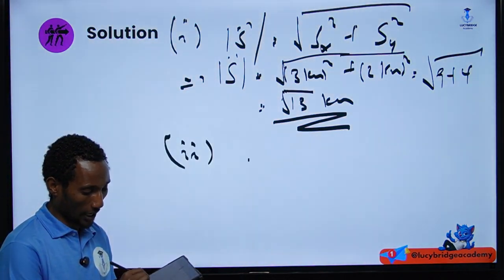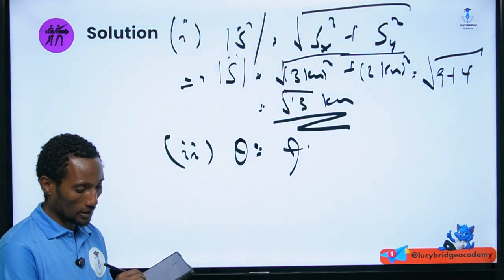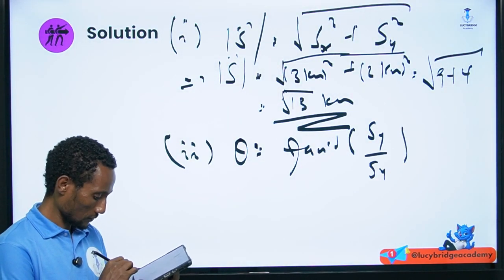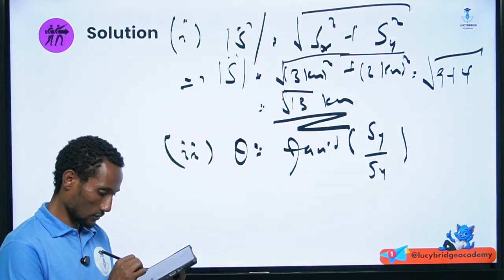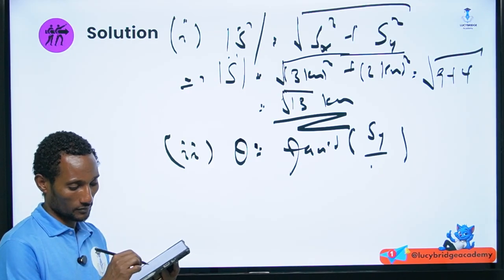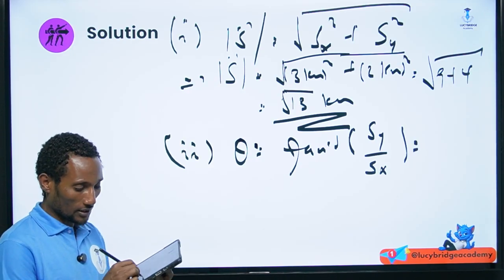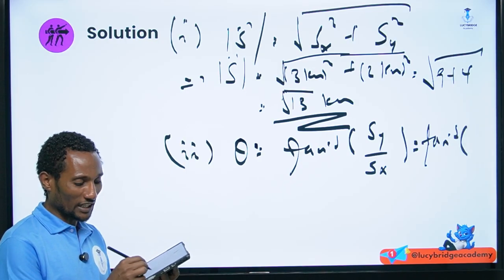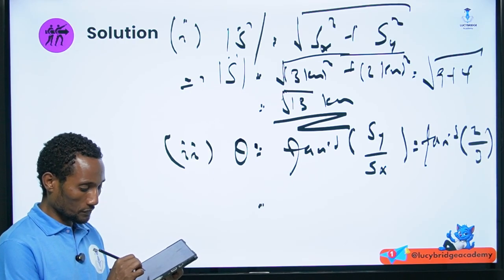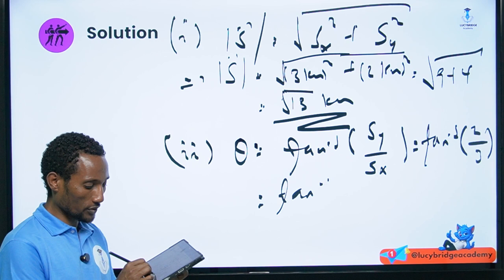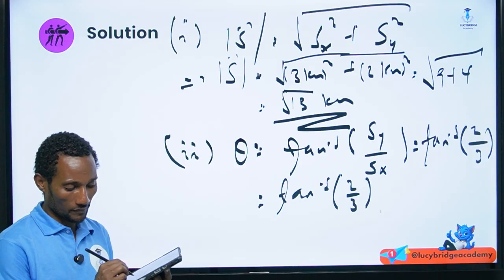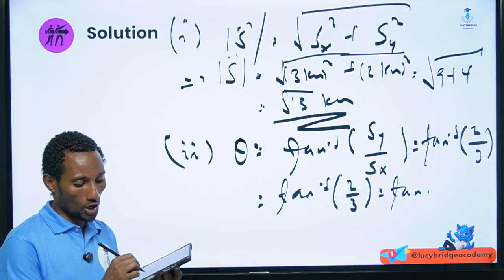For the second part, the direction theta equals tan inverse of the vertical over the horizontal. The vertical is 2 and the horizontal is 3, so theta equals tan inverse of 2 over 3. Using the trigonometric table, tan inverse of 2 over 3, which is tan inverse of 0.667.